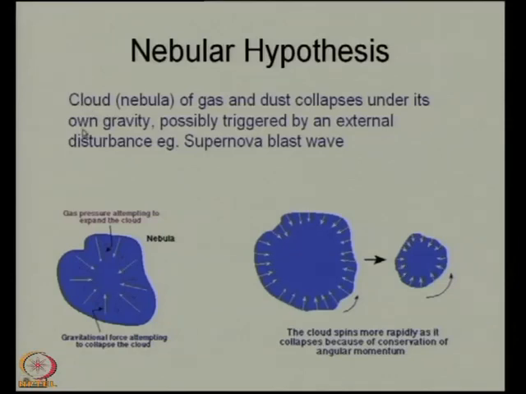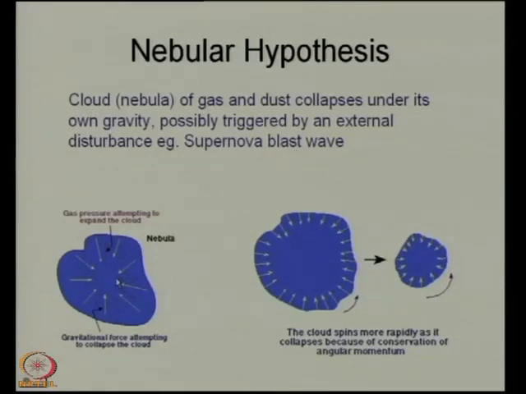The picture is as follows: you have a cloud of gas and dust, and this cloud collapses under its own gravity. Okay, so this is the cloud of gas and dust, and its own gravitational pull tries to make it collapse. But there is another force, which is the pressure gradient, which I will learn about later on, which tries to prevent this collapse. Now it may happen that the gravitational force wins over and this thing collapses, and it is quite possible that there is an external disturbance, for example a supernova blast wave, which could have disturbed the gas cloud to start with and caused this thing to collapse.